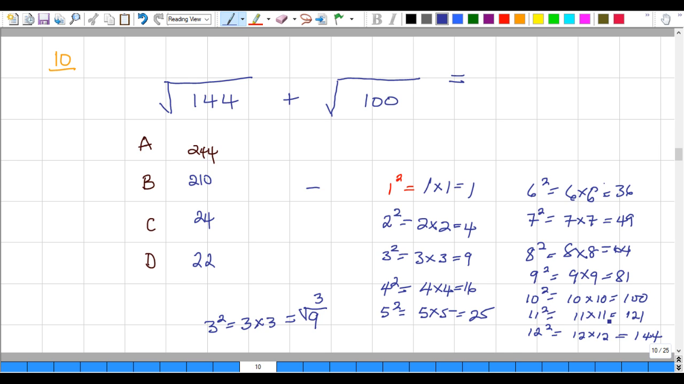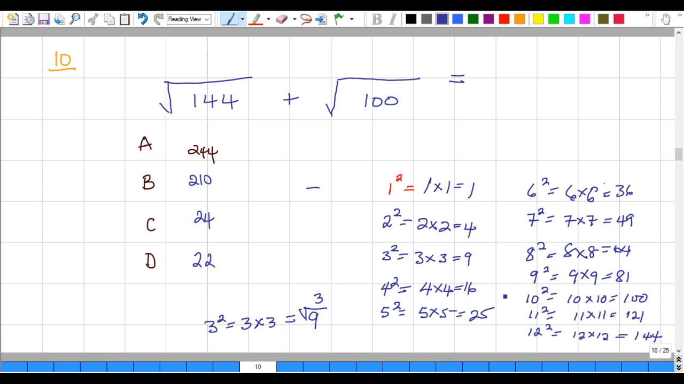11 squared, 11 by 11, 121. And 12 squared would give us 144. Now, when they say square root, they're asking you to identify the original number that was squared. So 3 squared would be 3 times 3, giving us 9. So the square root of 9 would be 3.